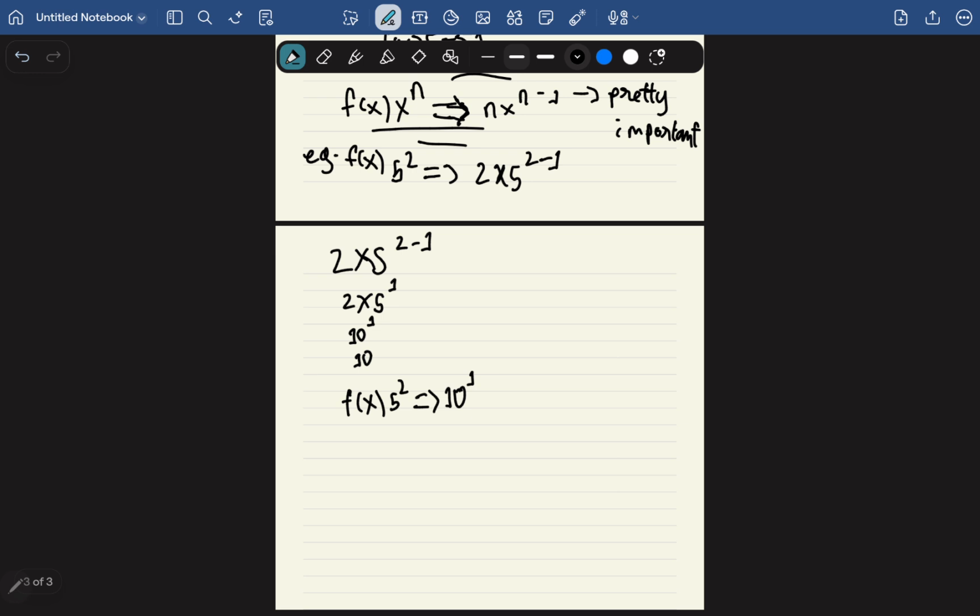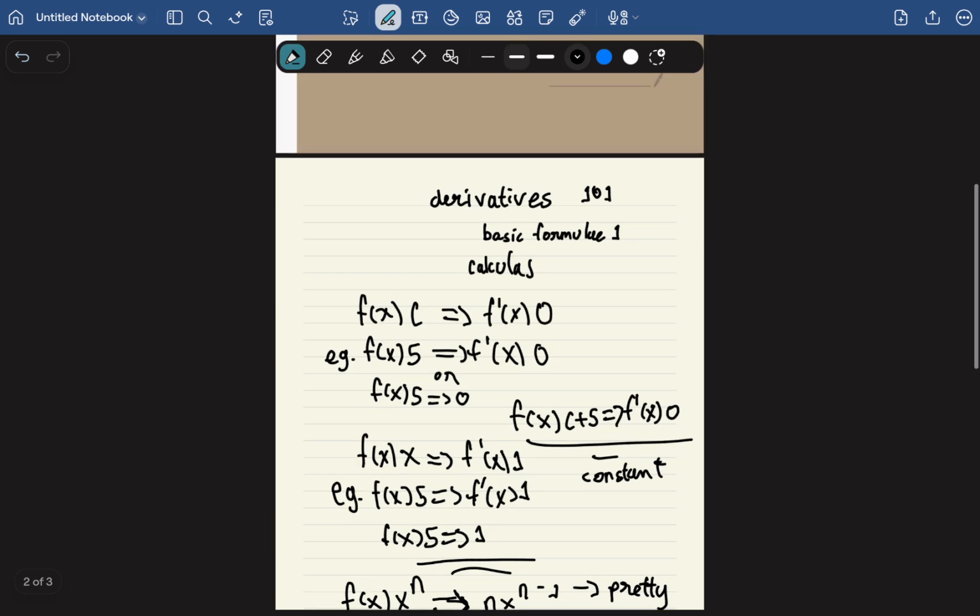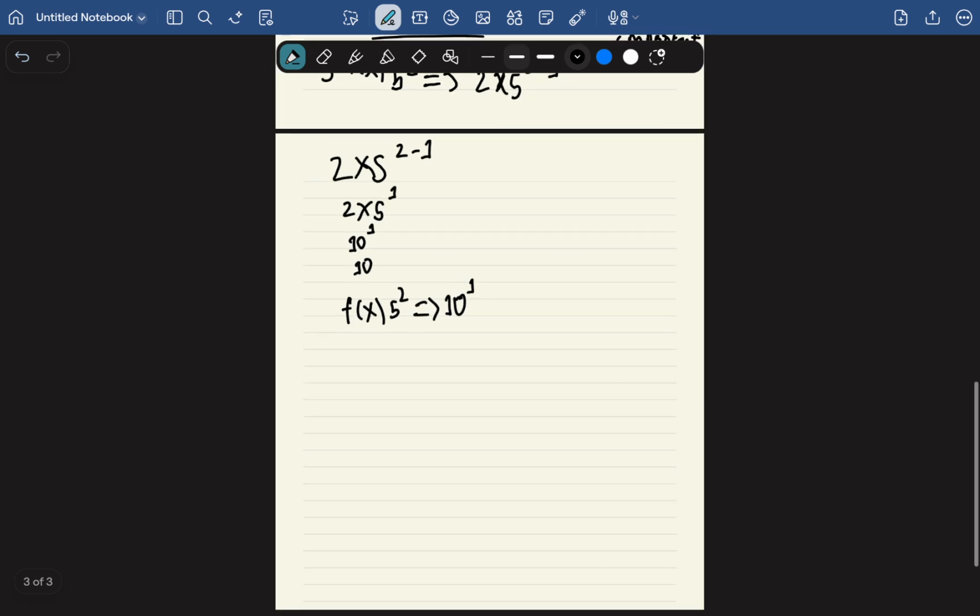Then we have the ln formula, which I really need to double check right now, and the ln formula isn't really that important for now. The ln formula I'll definitely teach you in the next video. The ln formula, yeah, it's pretty complicated. So for basic formula 1, that should cover it up.